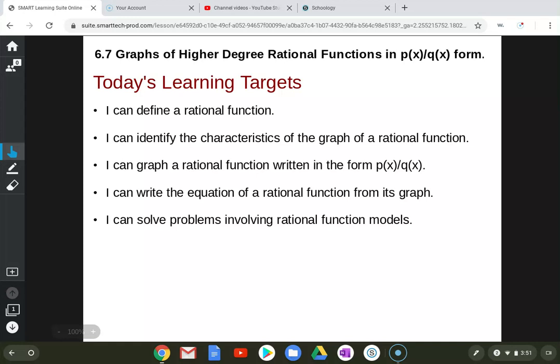Hi everyone, today we're going to do section 6.7, which is graphing rational functions. Again, we did a lot of this yesterday. We're going to do more of it today and get into some slightly more complicated rational functions. And we have a lot of examples, so I'm going to move through each example fairly quickly just to keep the video from being too long.